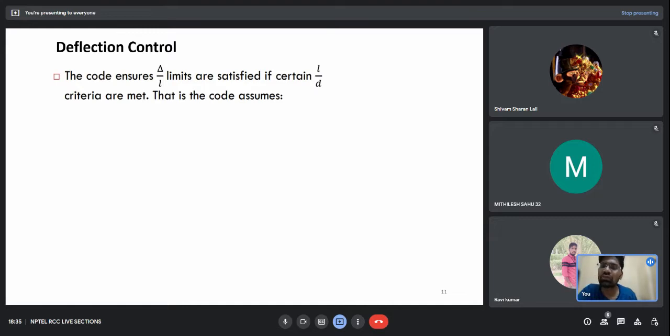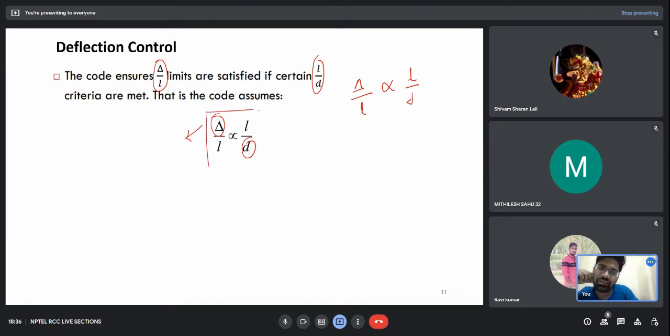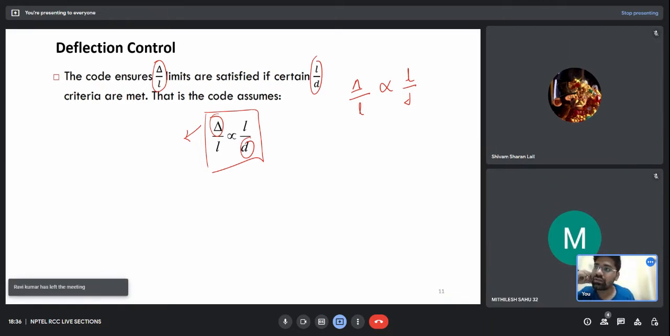IS 456-2000 ensures the deflection control by this ratio. It always gives some proportional formula. I have mentioned it here, no need to write. So this is the deflection of the beam, this is the length of the beam, and this is the depth of the beam. So IS 456 always specifies the deflection criteria in this format. So why does it specify in this format? I will be explaining it here.